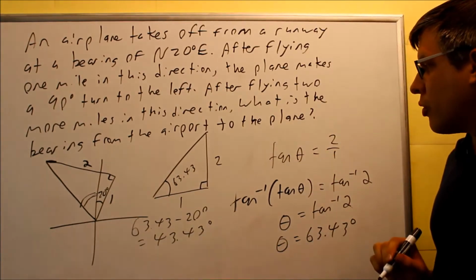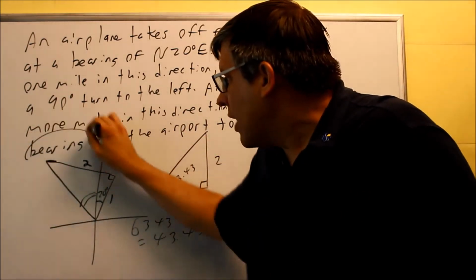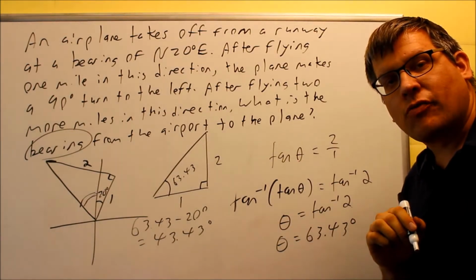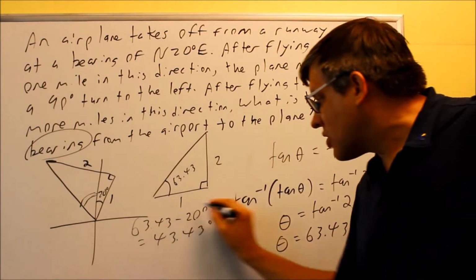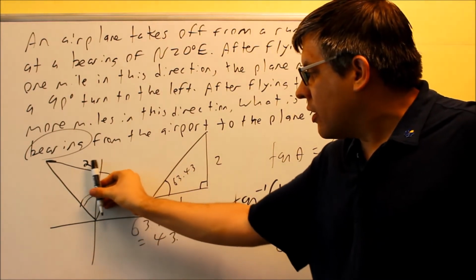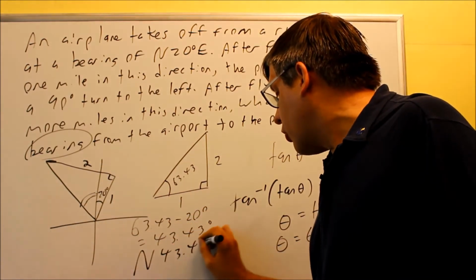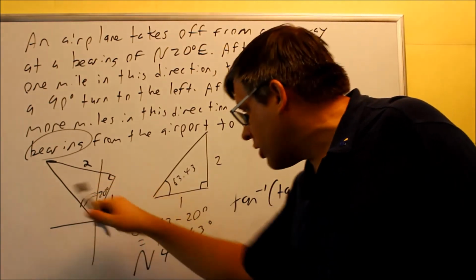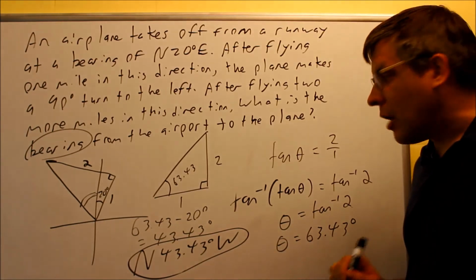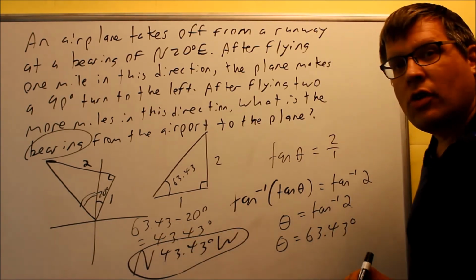So is 43.43 the answer? No, that's not the answer either, because it's asking us to find a bearing. So a bearing means that we need the directional letters. We need a north or south that comes in front and an east or west on the end. This is the angle we'll have in the middle. So we're going to go north, but then we're going to be going to the left. So I'll have a north, and then 43.43 degrees. And then since I'm going to the left, that's going to be west. So this would be the answer to the entire problem. We have north, 43.43 degrees west, and this is going to be the answer for this particular problem.